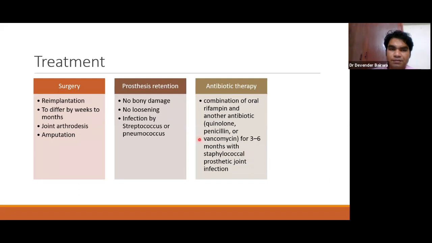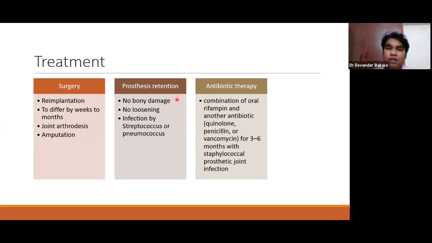Treatment has three different components. One is surgery. In surgery, you can either implant the same prosthesis or implant a new prosthesis. Even if you're planning either of these, reimplantation is generally delayed by weeks to months, because if you do it early, there are more chances of infection. Sometimes the joint is so badly damaged by infection that you cannot reimplant the prosthesis. In such cases, there can be joint arthrodesis. Even in severe cases, amputation will be required.